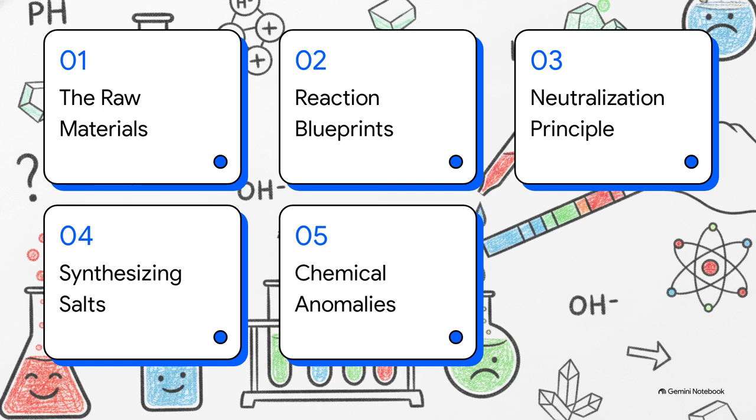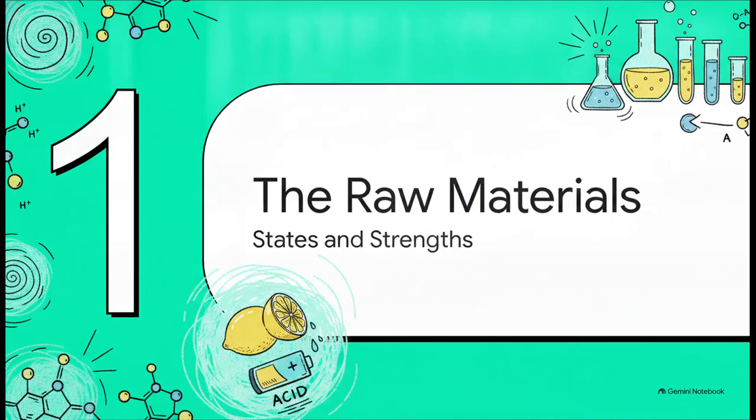Okay, let's dive right into this. We've got 5 main stops on our journey today. First, explaining our raw materials. 2, visualizing reaction blueprints. 3, the neutralization principle. 4, synthesizing everyday salts. And finally, number 5, we'll look at some wild chemical anomalies and dangers.